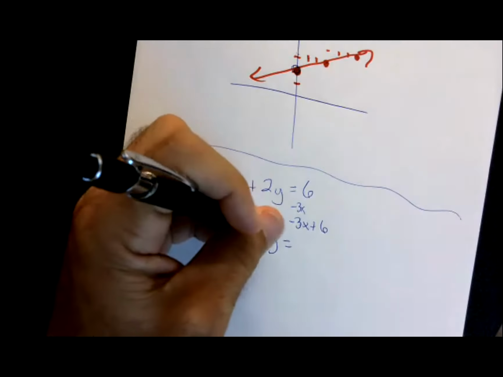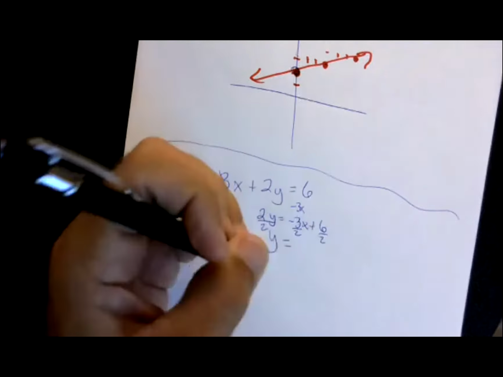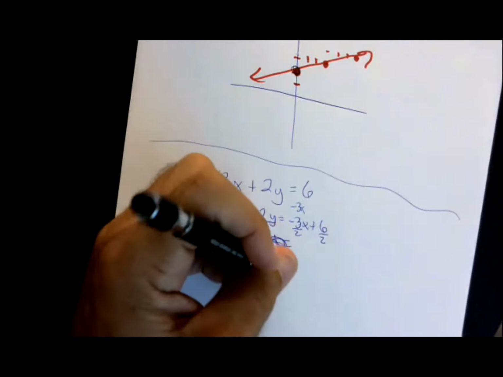To get y by itself, I'm going to divide by 2. Move this down. So y is going to equal -3/2 x plus 3. So the -3/2 I went ahead and left as a fraction because it's my slope, rise over run. 6 divided by 2 is 3. It's a pretty little whole number, so I went ahead and converted that. So again, even if you don't start out with y by itself, we can get it there.